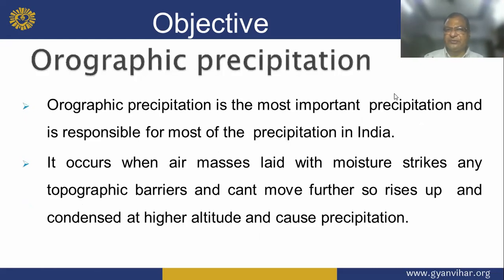Now, orographic precipitation. Orographic precipitation is the most important precipitation and it is responsible for most of the precipitation in India. It occurs when air mass laden with moisture strikes topographic barriers and cannot move further, so it rises up and condenses at higher altitude and causes precipitation.